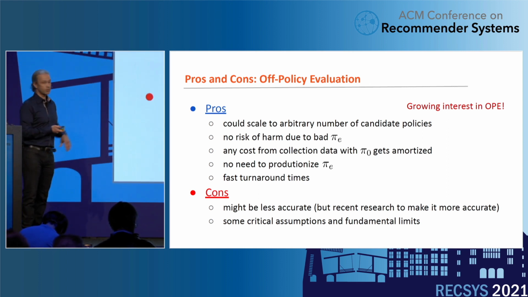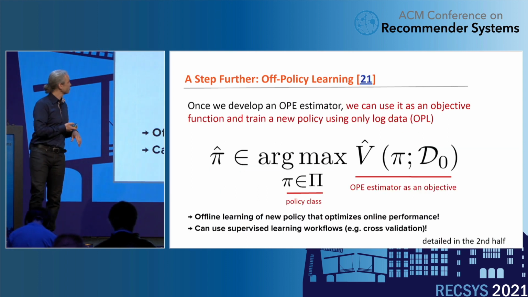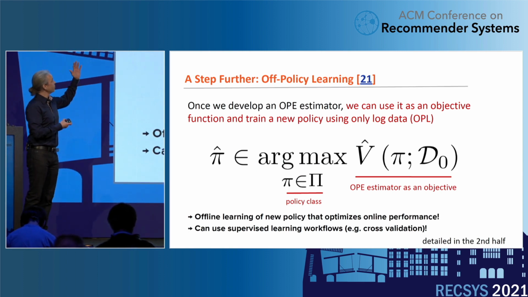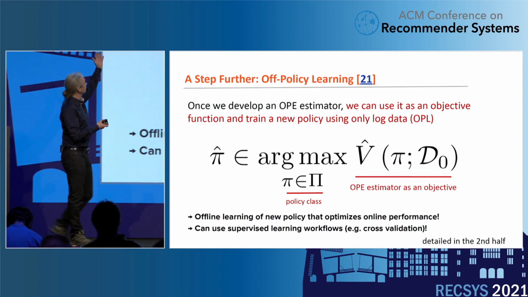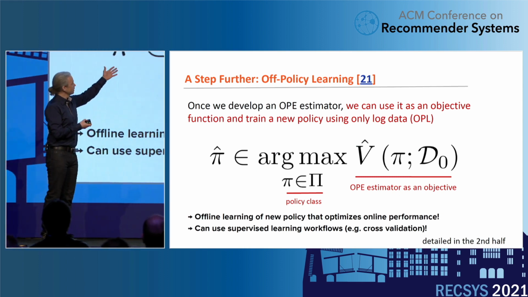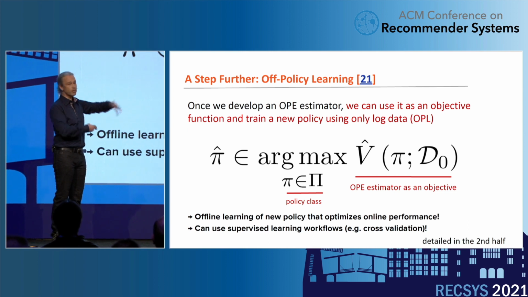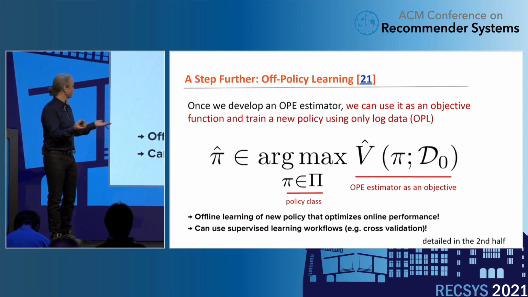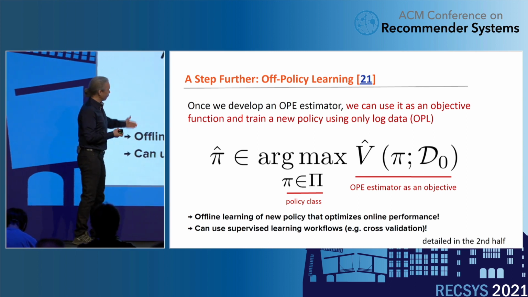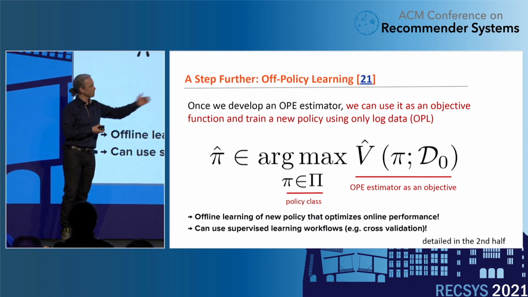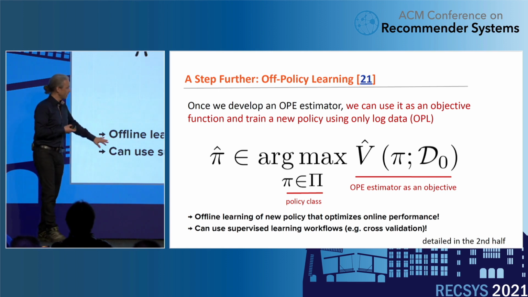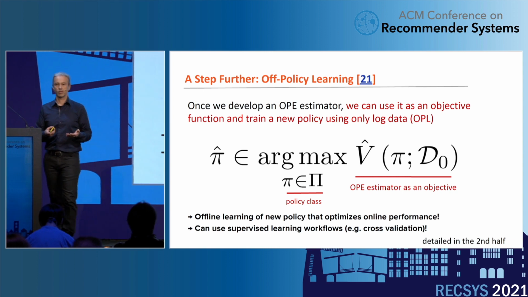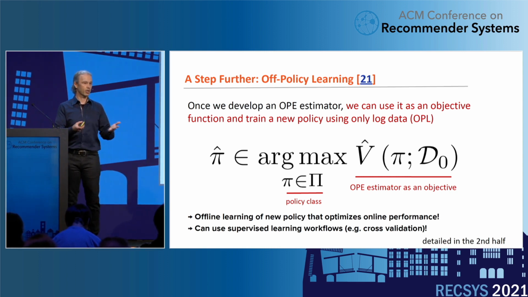And we'll talk about what this progress is in this tutorial. And then once we can evaluate, then we can also do off-policy learning. So we can use our evaluator to find the policy offline that maximizes online performance, and that's basically learning. So we basically do offline learning of a new policy that optimizes online performance, and we can use the same supervised learning workflows that we are used to, instead of having to do some kind of online learning instead.